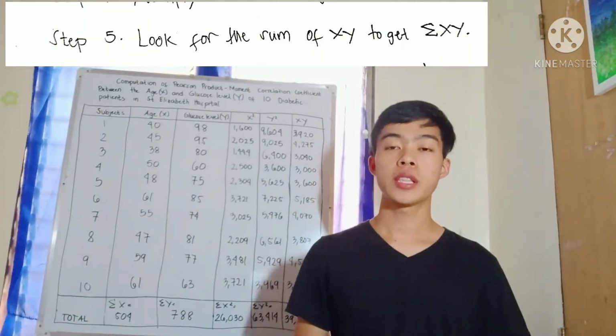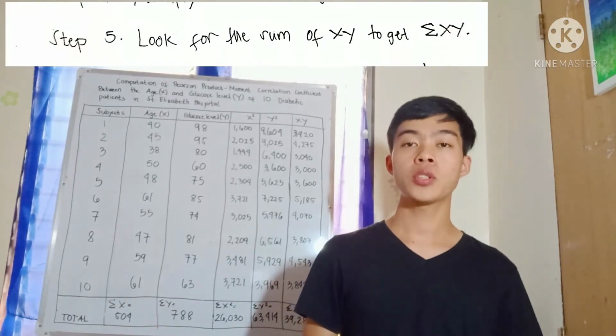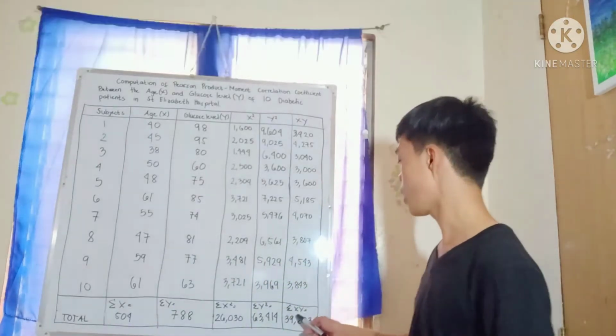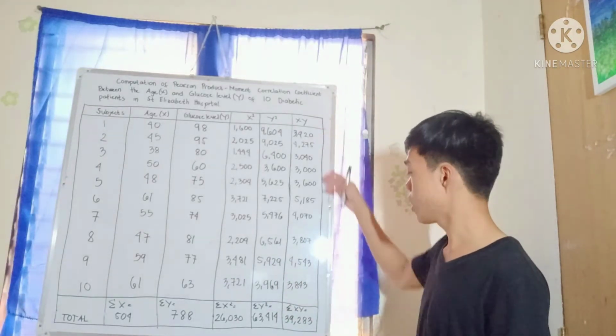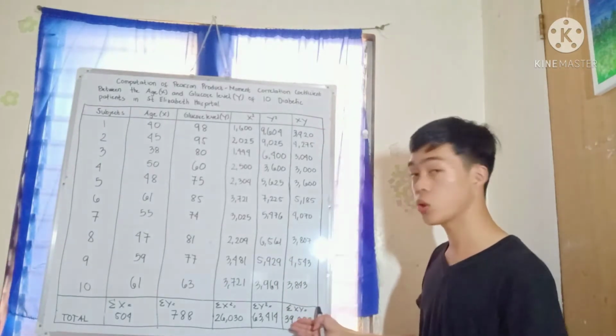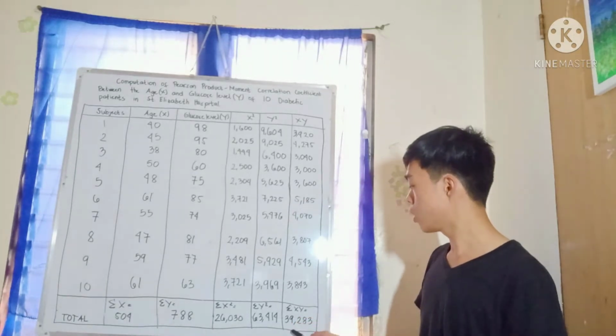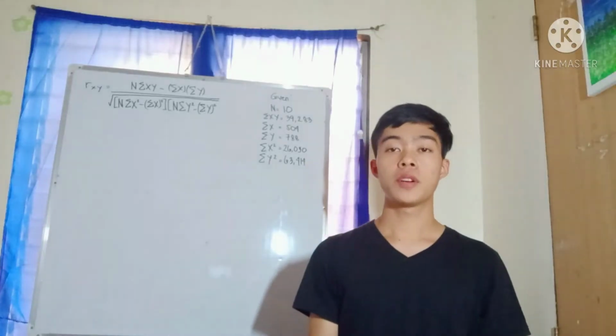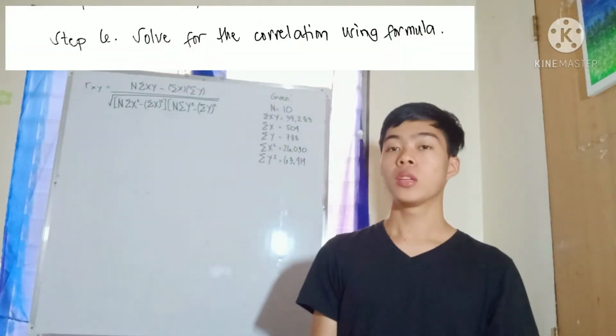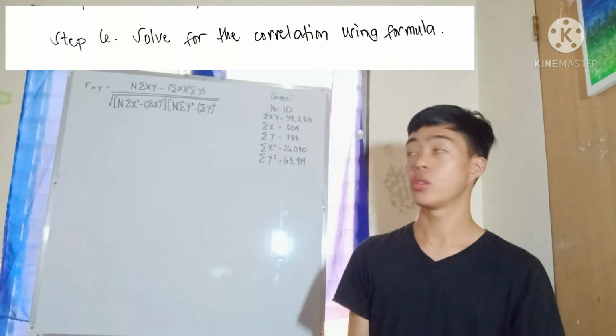Now for step 5, look for the sum of xy to get the summation of xy. So we will total all the numbers of xy, and we come up with summation of xy is equal to 39,283.